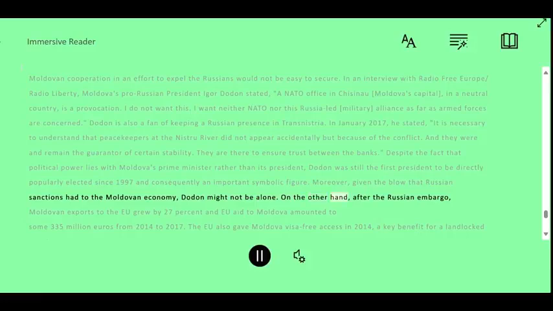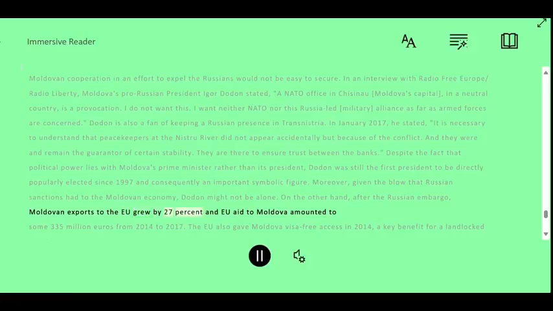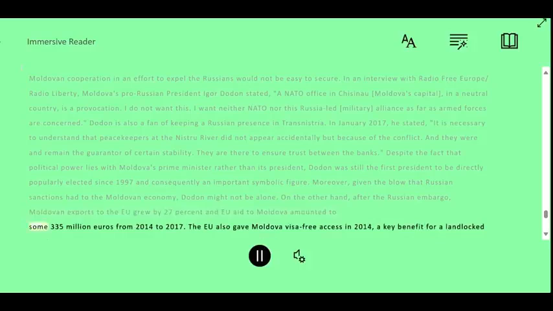On the other hand, after the Russian embargo, Moldovan exports to the EU grew by 27% and EU aid to Moldova amounted to some €335 million from 2014 to 2017. The EU also gave Moldova visa-free access in 2014, a key benefit for a landlocked country.